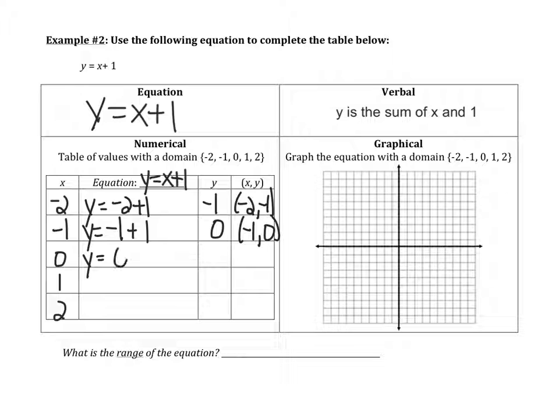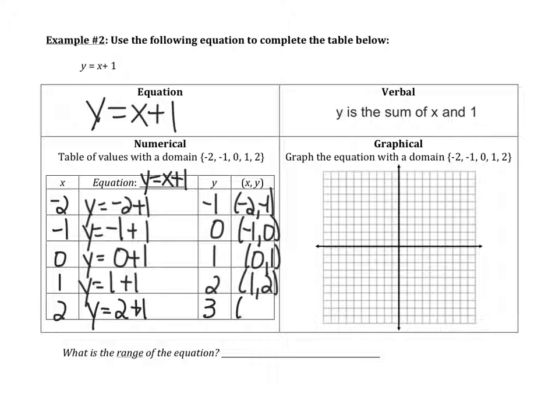Y equals 0 plus 1, substituting 0 in for x this time. 0 plus 1 is 1, so my ordered pair is 0, 1. Substitute 1 in this time, so 1 plus 1 is 2, 1, comma 2 for my ordered pair. And finally, let's plug in 2 for our x value. So y equals 2 plus 1, which is 3, so our ordered pair will be 2, comma 3.